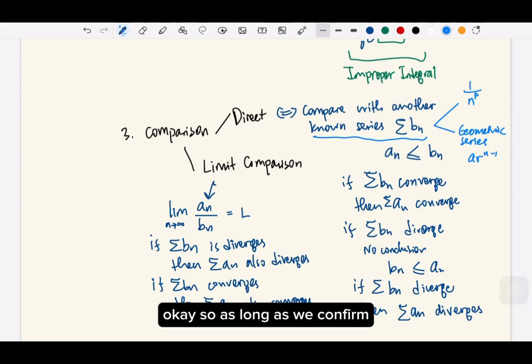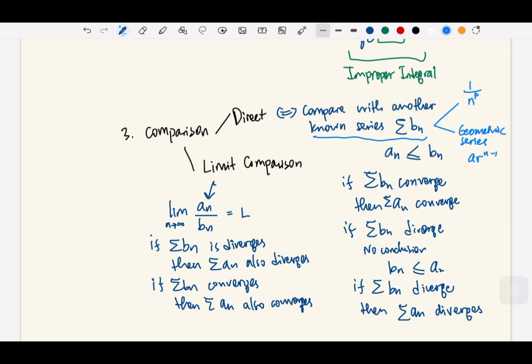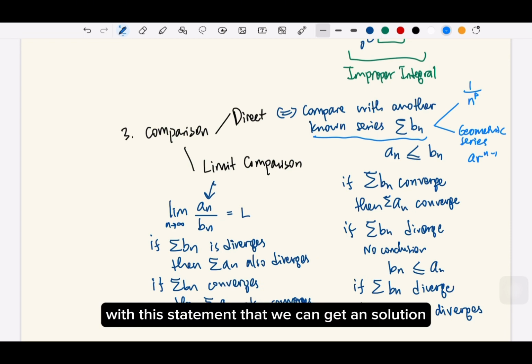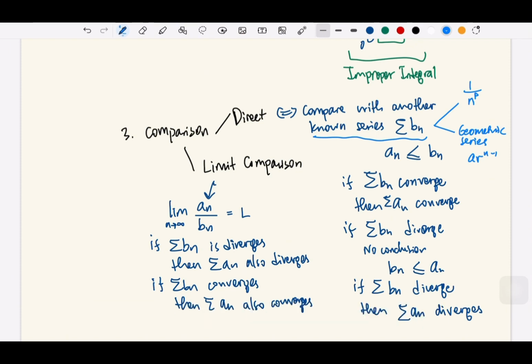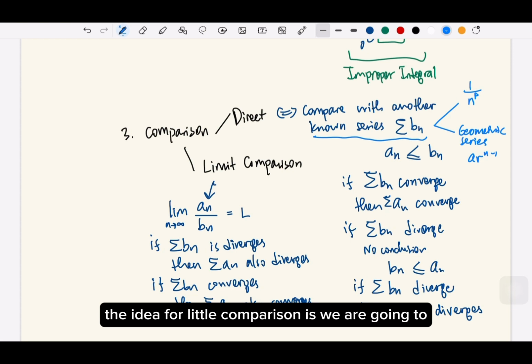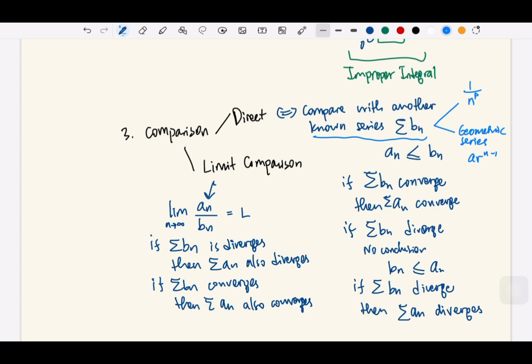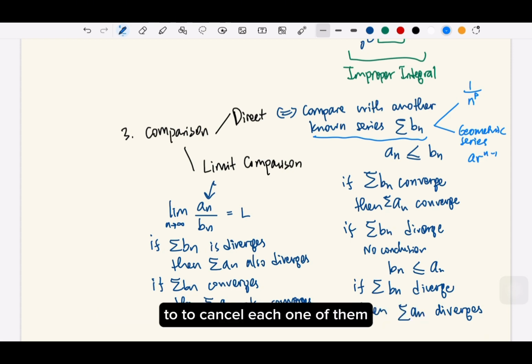Okay. So as long as we confirm with this statement, then we can get the solution. Or if we cannot really directly compare it, I suggest to take this into our limit comparison. The idea for limit comparison is we are going to cancel each one of them.